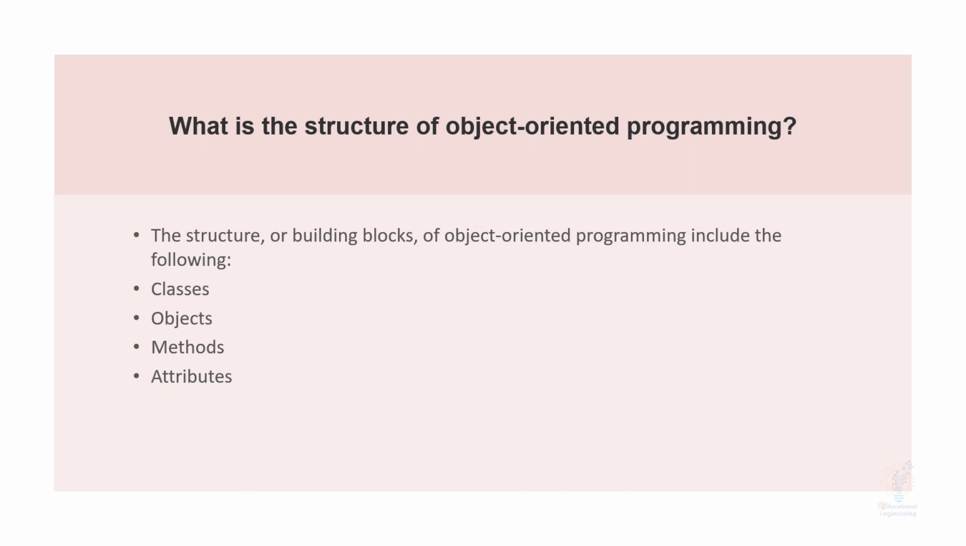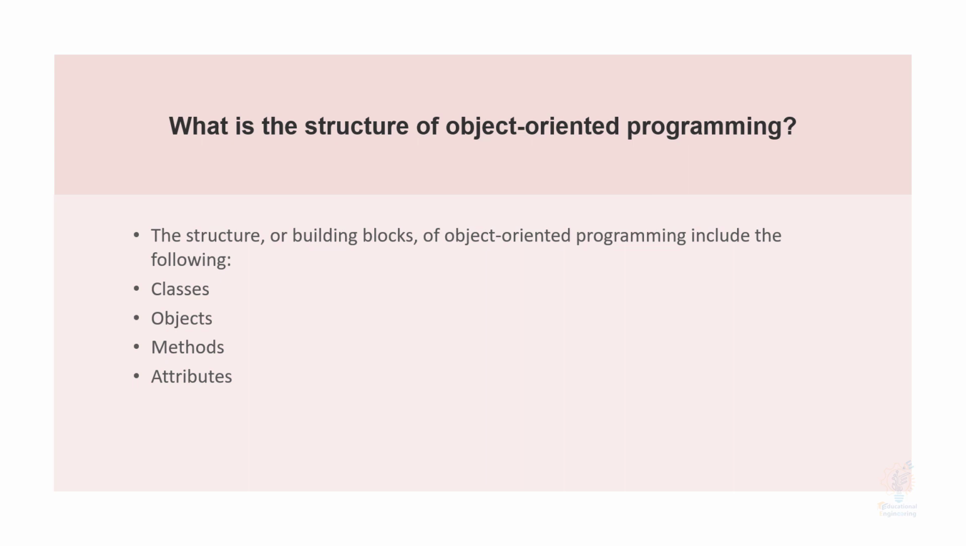The last element here is attributes. Attributes are defined in the class template and represent the state of an object. They will have data stored in the attributes field. Class attributes belong to the class itself.